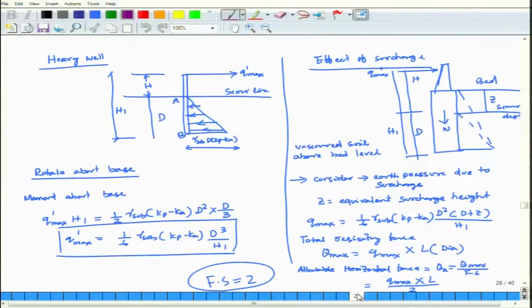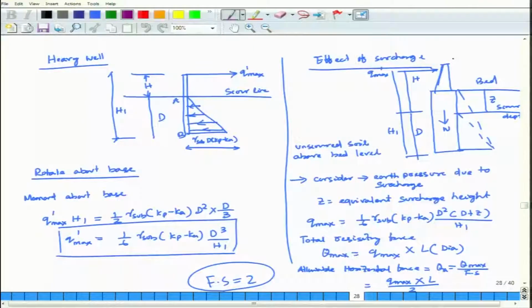How does the effect of surcharge come? Sometimes what happens, unscoured soil above the bed sea level, there is certain soil that is not scoured, and it accumulates. Because of that it acts as a surcharge. So earth pressure due to surcharge has been considered. Z is equal to equivalent surcharge height, Q maximum we got, total resisting force we got, and allowable horizontal force will be Q maximum by factor of safety. In this case factor of safety has been considered as 2.